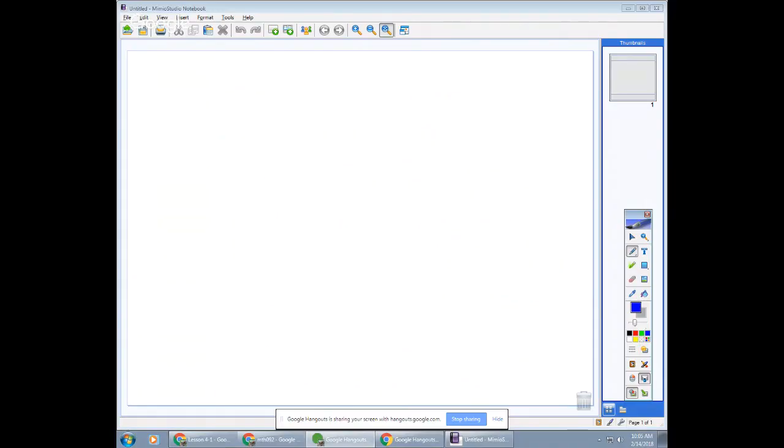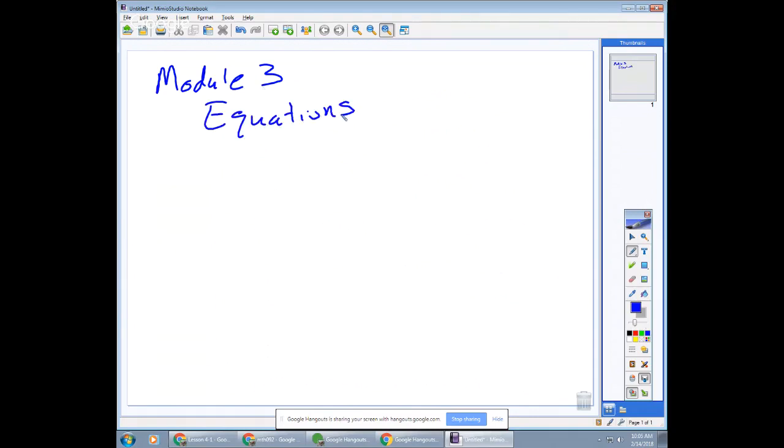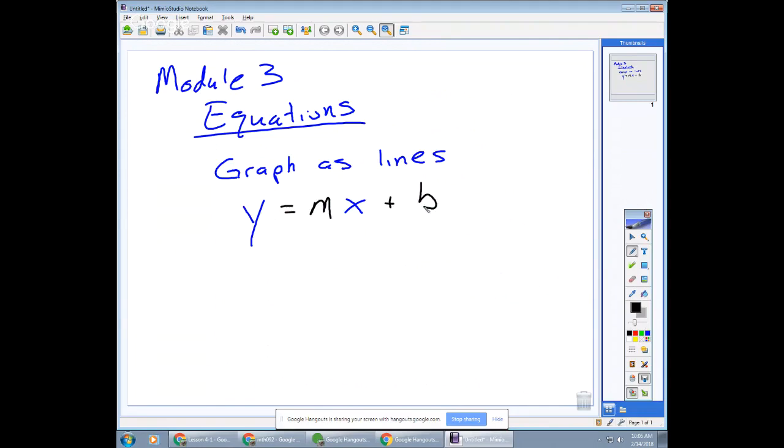All right, so quick recap. Module 3 was mostly about playing with equations. And the kinds of equations we played with there graphically were lines. And some important things there: we use different variables sometimes than y and x, depending on the situation, but we generally had a fixed number called m and another fixed number called b.